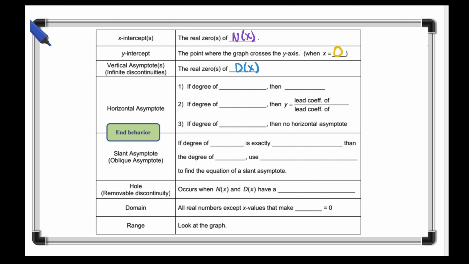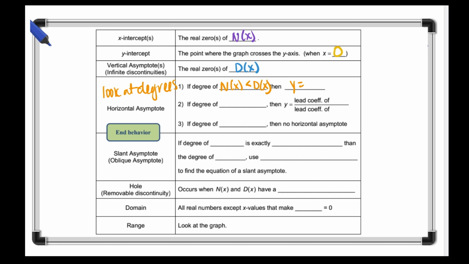Now, for us to find the horizontal asymptotes, what you're going to do is look at the degrees. So you're looking at the exponents here. Now, if the degree of your numerator is less than the degree of your denominator, your horizontal asymptote is going to be at y equals 0.